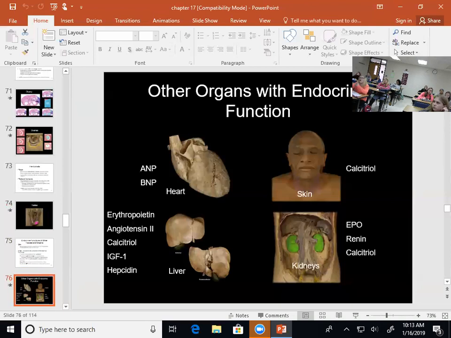Does anybody know, and you want to write this down, what a low red blood cell count is called? It is not a diagnosis, because there are a lot of things that can cause this, but do you know what it's called when someone has a low red blood cell count? Anemia. It's called anemia. Write anemia down. That is a low red blood cell count. Fair enough?